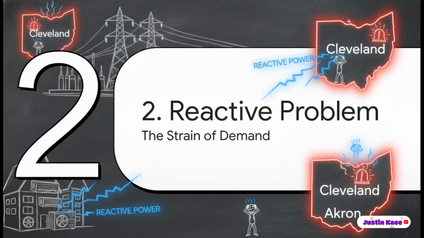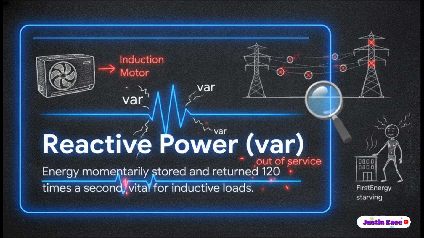Section 2, The Reactive Power Problem. So over in Ohio, millions of air conditioners were just blasting, running full tilt to beat the heat. And those AC units rely on induction motors, which need something called reactive power. It's a bit of a tricky concept, so think of grid power like a tall glass of beer. The liquid beer, that's your real power, the stuff doing the actual work. The reactive power is the foam.